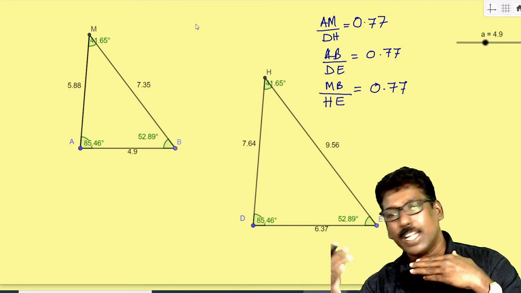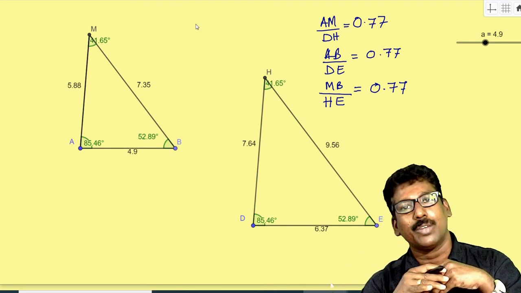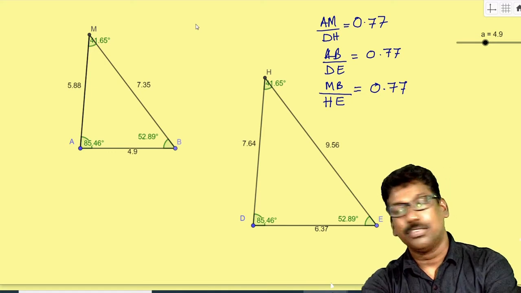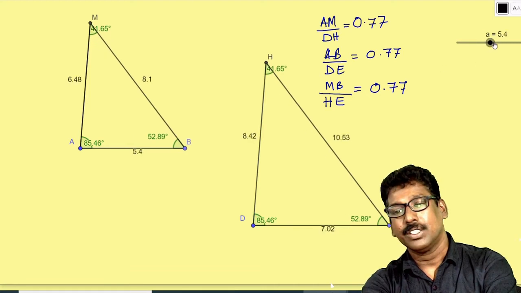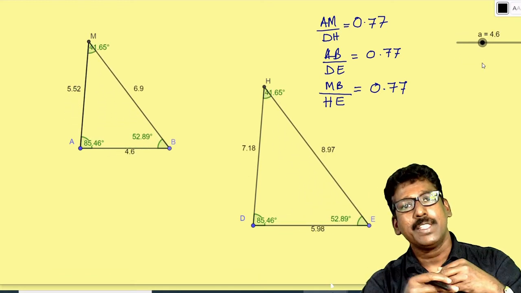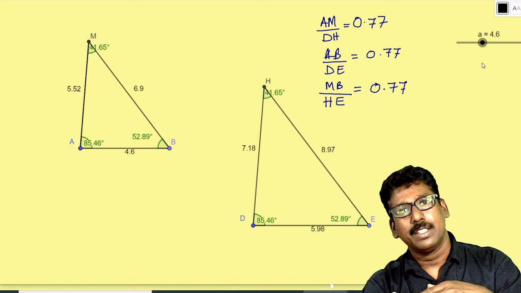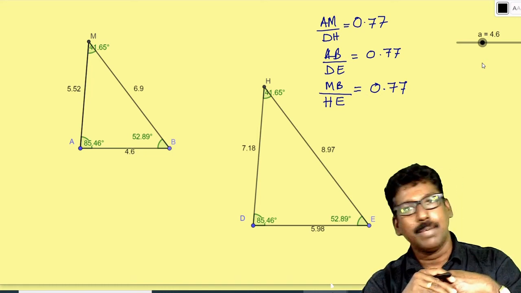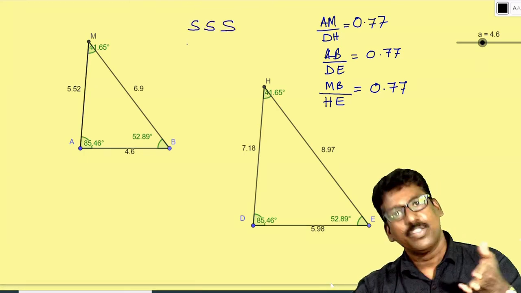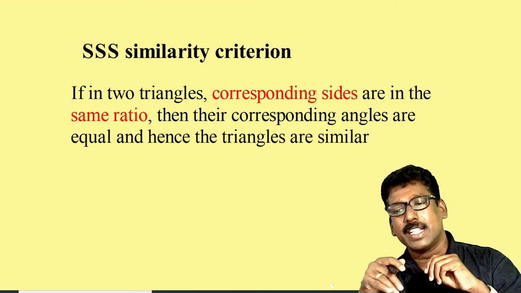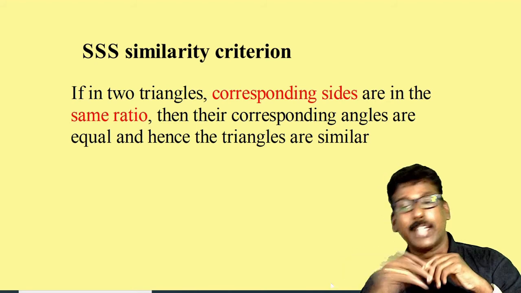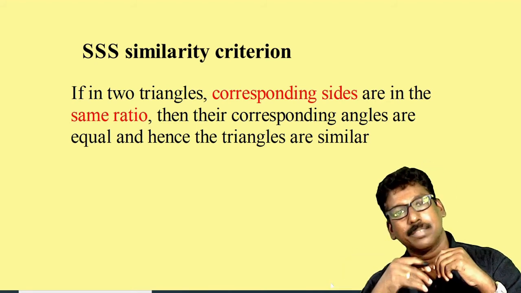That means if the ratios of the corresponding sides are equal, then the angles are also equal. These two triangles are similar. And if you change the size of the triangle, in all the cases you can see that angles are equal. That means if all the sides are proportional, then the triangles will be similar. This we can call SSS similarity criterion, and we can define it as: if two triangles' corresponding sides are in the same ratio, then the corresponding angles are equal, and hence the triangles are similar.